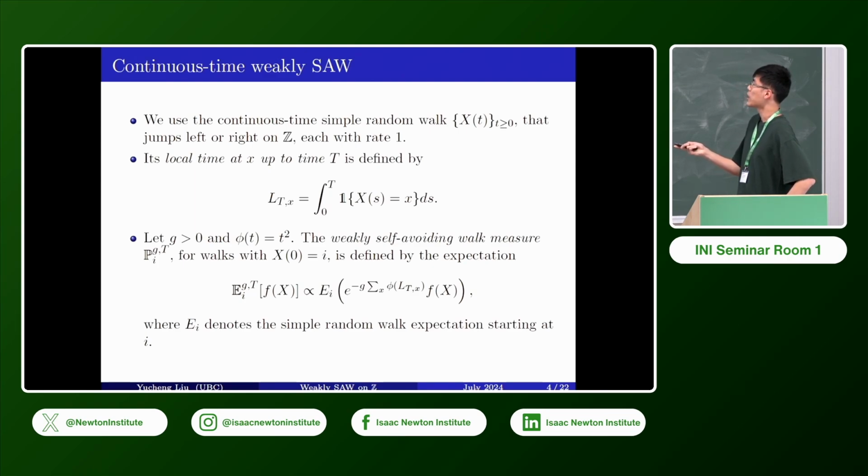e to the minus g times the sum of phi of local time. But my phi is just the square, so this is really just the self-intersection time of my random walk. So this defines the model.